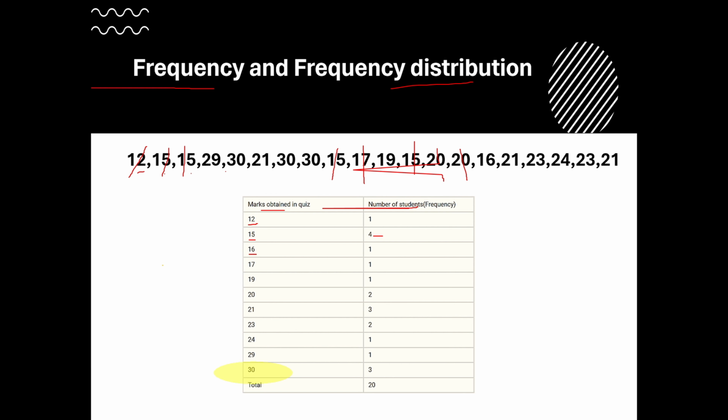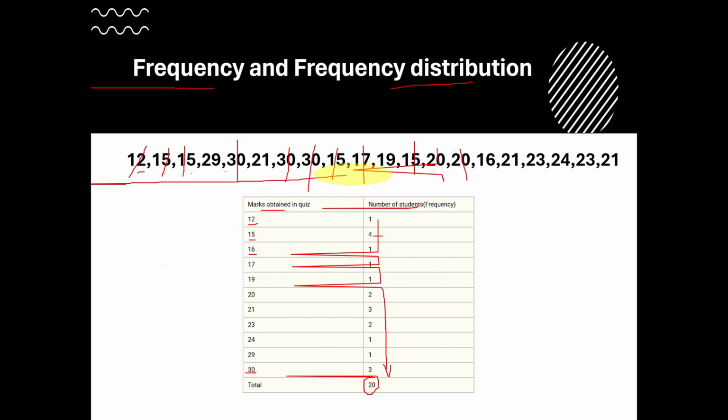Let's do the last one, which is number 30. How many 30s do you have? 1, 2, 3. Do you have any more 30? No. So you will put 3 over here. This is how you will create that. Now, if you count all these numbers, this should be 20, and if you add the frequencies up, this should also equal 20. This is how you create your frequency distribution.